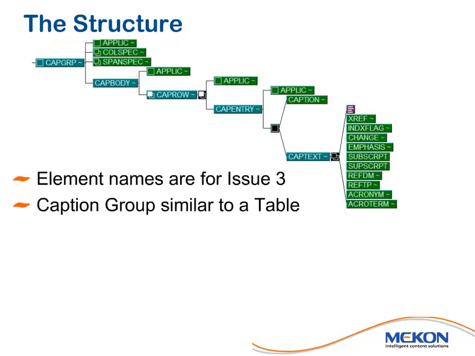This is the structure view for an issue 3 version of the table, the cap group. And you'll see that it looks very similar to a table structure, and that was designed so that in fact it is easy to use and relatively straightforward to implement. So it's similar to a table, in that it's got a body and there are rows and there are entries in the rows, and you can put text or a caption in there. And so it's very straightforward to do. So you can see once you become familiar with it, it becomes very easy to implement.